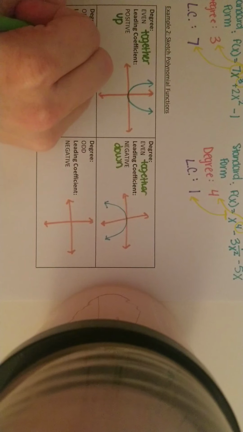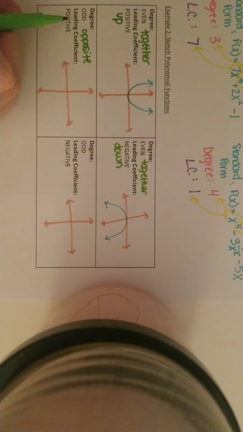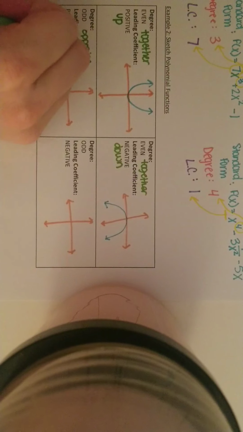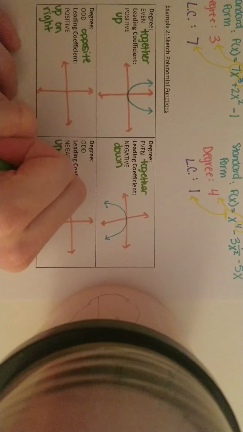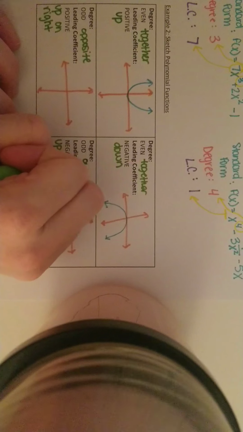Now, odd, I think opposite. So odd, I think opposite. And for positive, I think up on right. And for negative, I think up on left, and odd is still opposite. All right, so in this case, it's going to be odd, but opposite, which means they're going to be going opposite directions, and it's going to be up on the right.